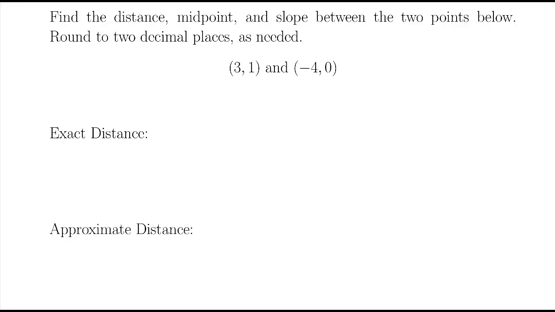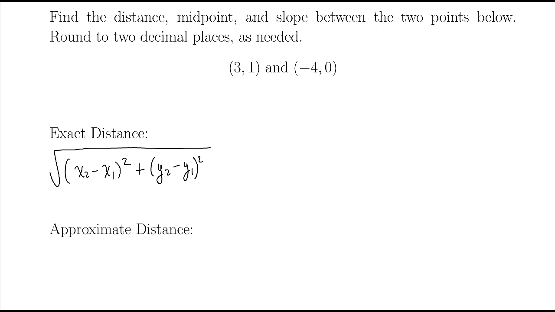Let's use the 2 points below to find the distance, the midpoint, and the slope. Okay, we're going to round to 2 decimal places if we need to. So first, let's find the distance. Remember, the distance formula says the square root of the x values subtracted squared plus the y values subtracted squared. Okay, so that's what we'll do.